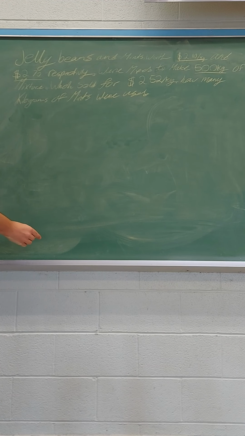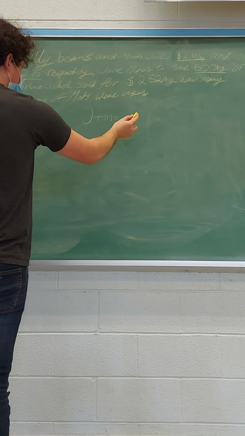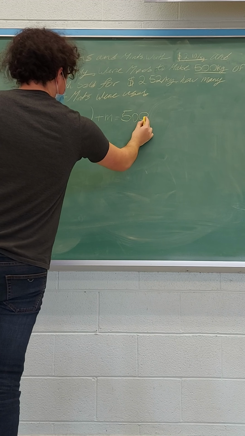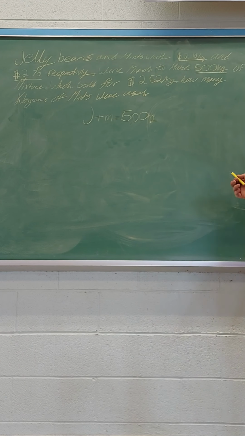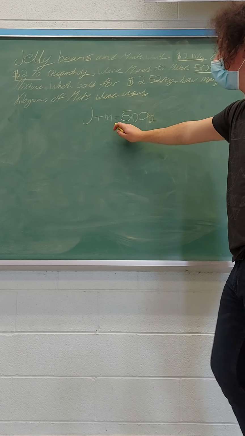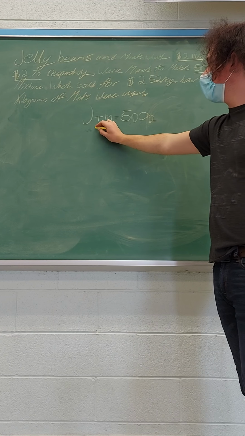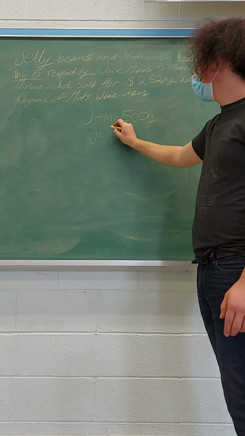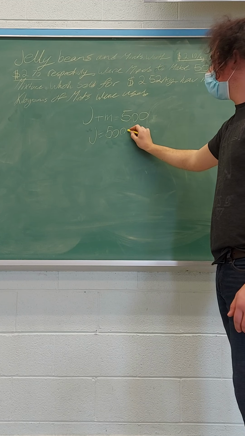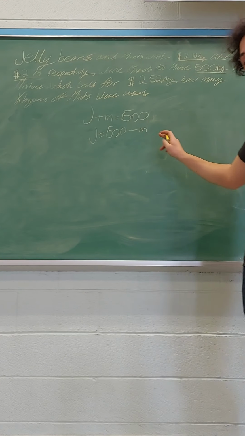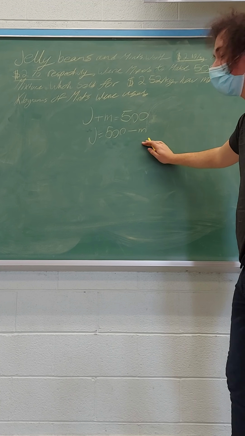So it's pretty easy to say that we can do J plus M equals 500 kilograms, because that's your total in the end. Now we're looking for J, so we'll move the M over to the other side. J equals 500, ignoring the kilograms, minus M, because we change signs when we come over. So we have J equals 500 minus M.